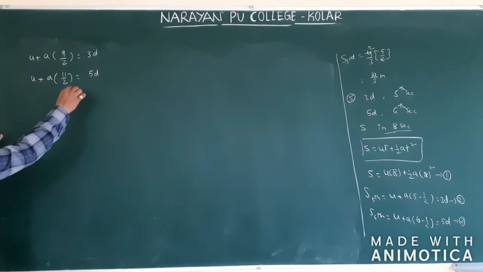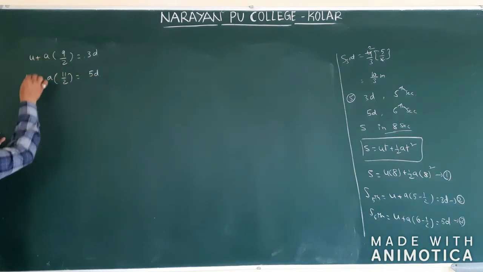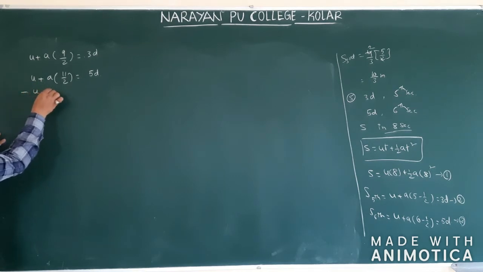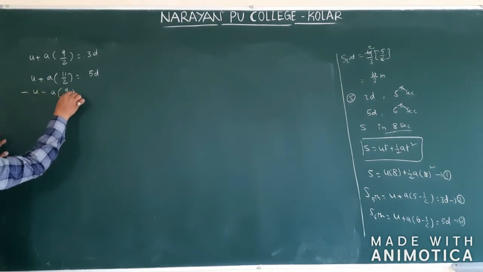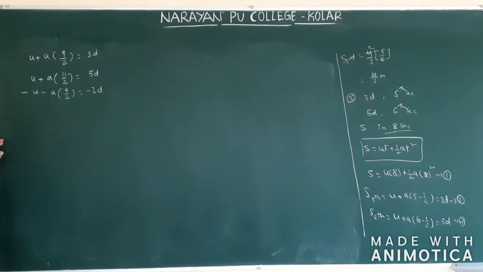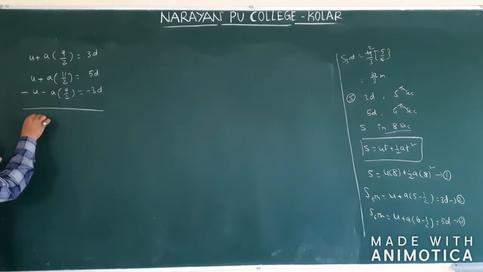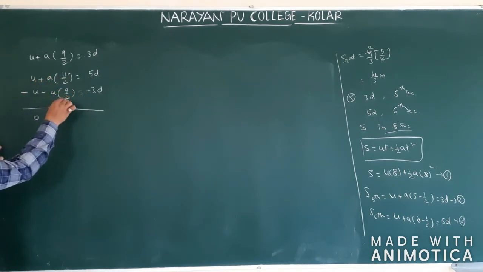Subtracted means this minus this. So this one minus this one: u plus a into 11 by 2, minus u plus a into 9 by 2 equals 5d minus 3d. We are subtracting this equation from the other. Then what will you get? u minus u is 0. Here we have 11 by 2 minus 9 by 2.